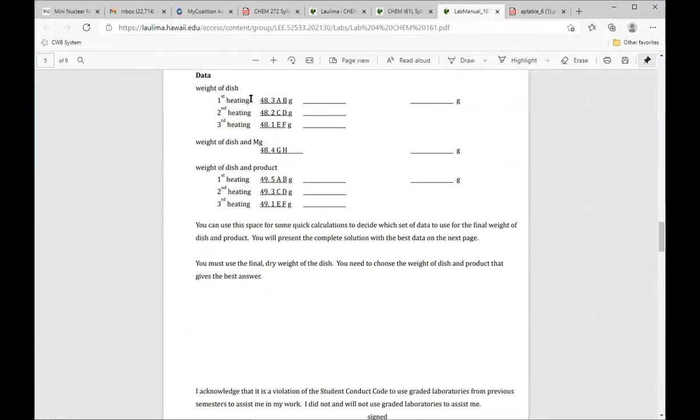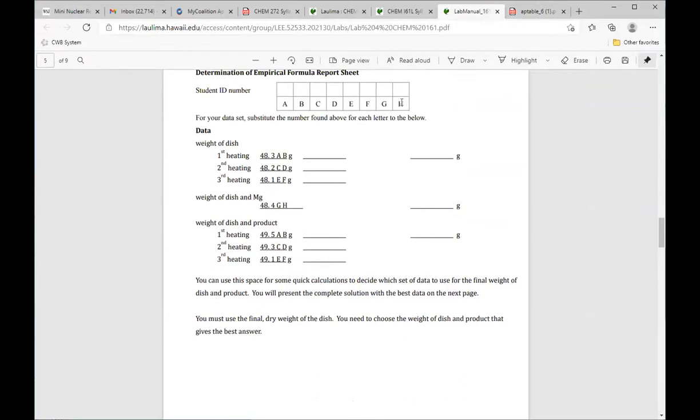So here's the weight of the dish, which is calculated from your student number. So when you're doing the lab, we're going to heat the dish several times until we have a consistent weight. So hopefully, in this scenario, just use the last weight of your dish. So picture you're heating it, and heating it. And so use the third one.